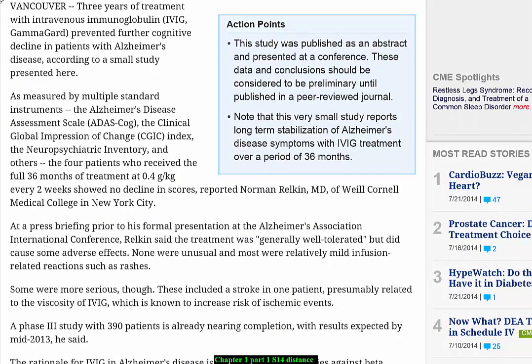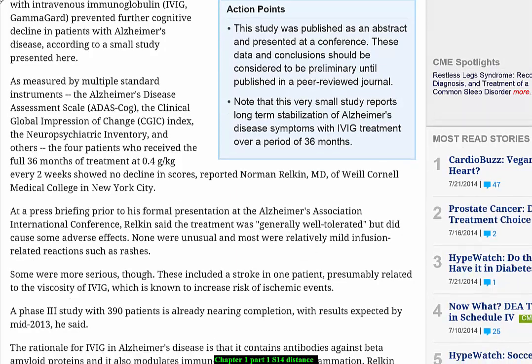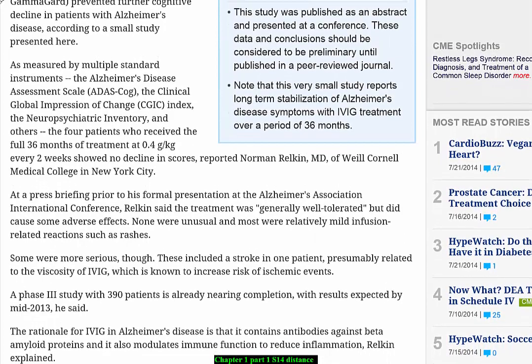3 years of treatment with IV immunoglobulins prevented further cognitive decline in patients with Alzheimer's disease, according to a small study presented here. As measured by multiple standard instruments, the Alzheimer's Disease Assessment Scale, the Clinical Global Impression of Change Index, and the Neuropsychiatric Inventory, and others, the 4 patients who received the full 36 months of treatment at 0.4 grams per kilogram every 2 weeks showed no decline in scores, reported the researchers in this study.